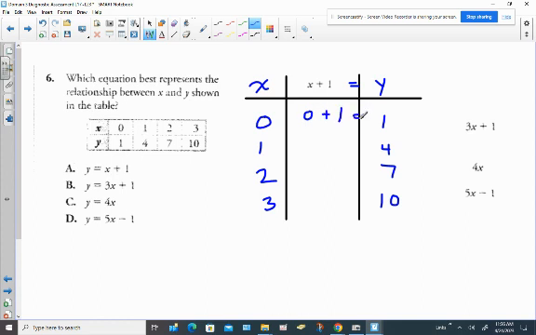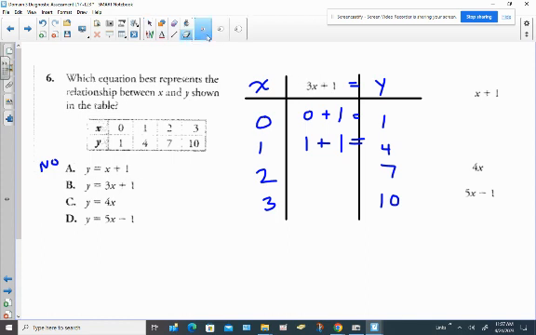It does, but then you want to make sure it works for all of them. So if we substitute a 1 in for x and add 1, does that equal 4? And it does not. So that's a no because it doesn't work for the second one. All right, so then once you've done that, you try choice B, which would be 3x plus 1 equals y.